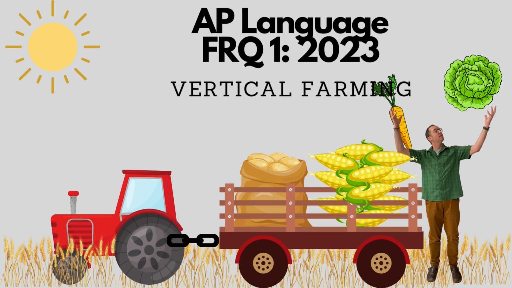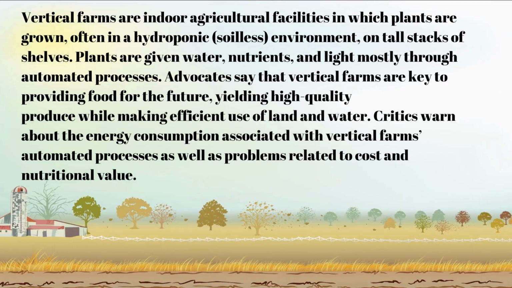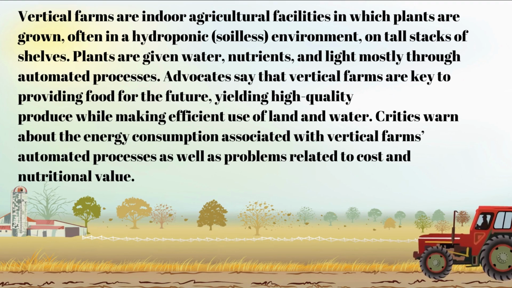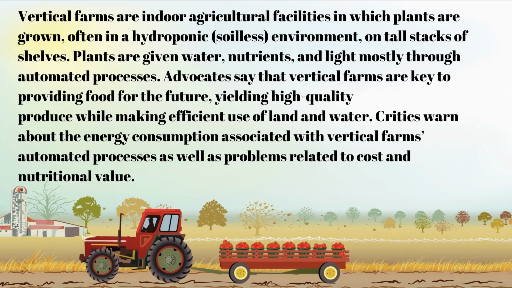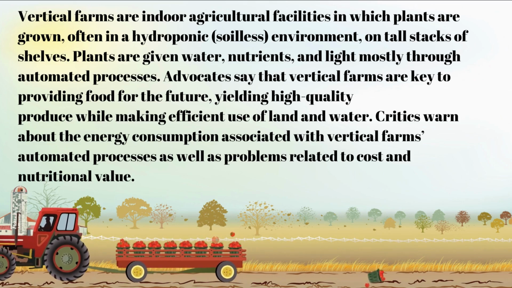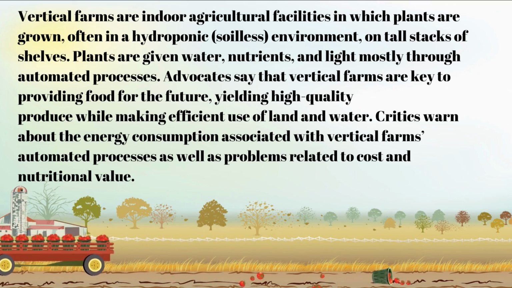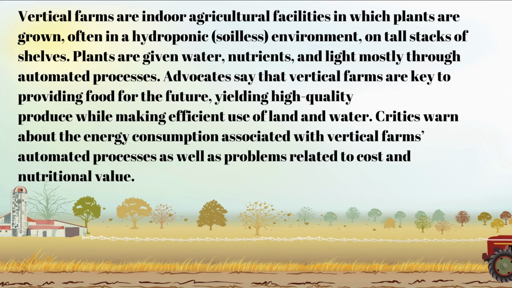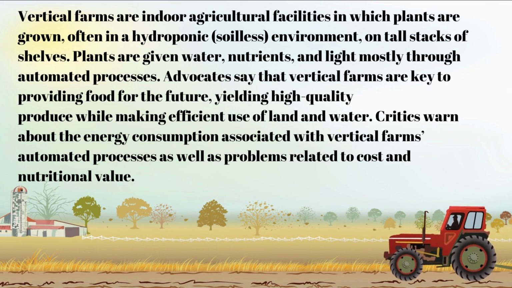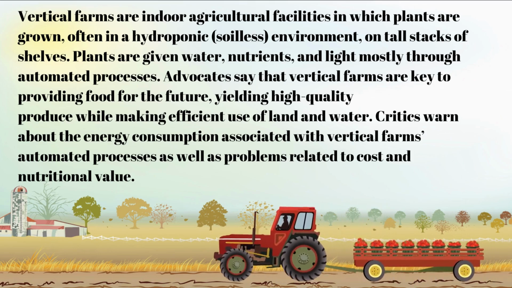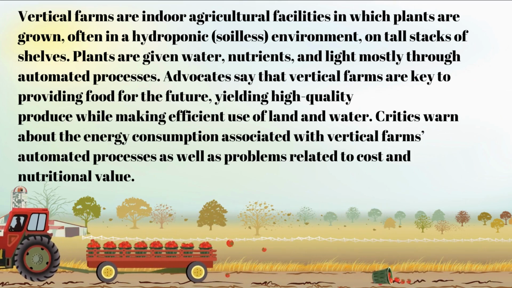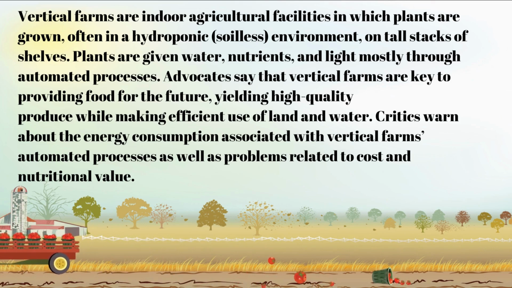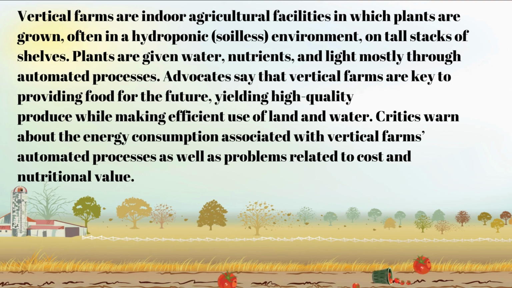So let's break down the prompt together. My students came back from the exam center and said that they did quite well on this, and it's very accessible. So the prompt says, vertical farms are indoor agricultural facilities in which plants are grown, often in a hydroponic, soilless environment on tall stacks of shelves. Plants are given water, nutrients, and light mostly through automated processes.